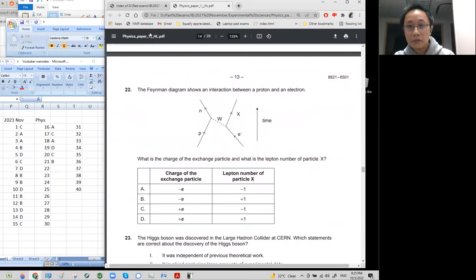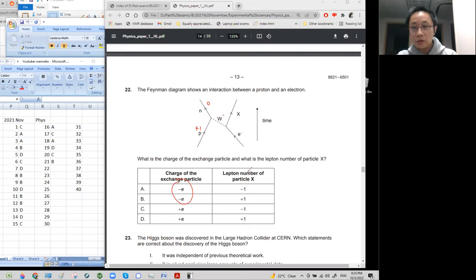Question 22, a Feynman diagram showing how a proton interacts with an electron. The charge of the exchange particle is basically the same as Kirchhoff's law. So a proton is +1 and the neutron is neutral. Therefore, this has to be a W minus.